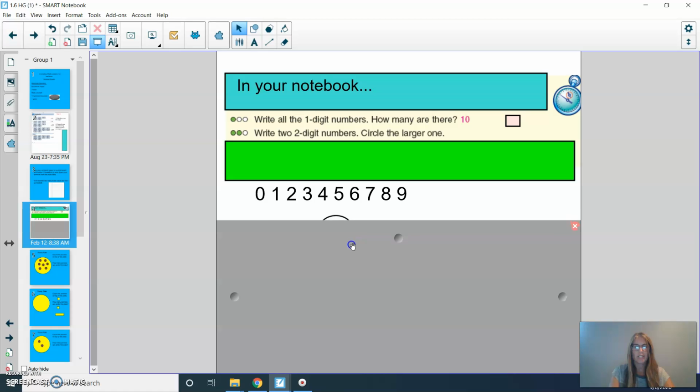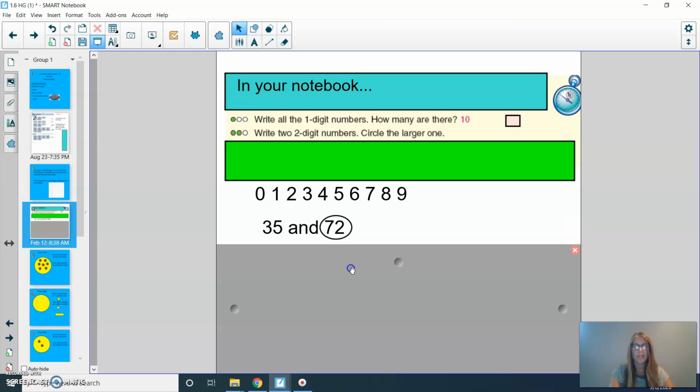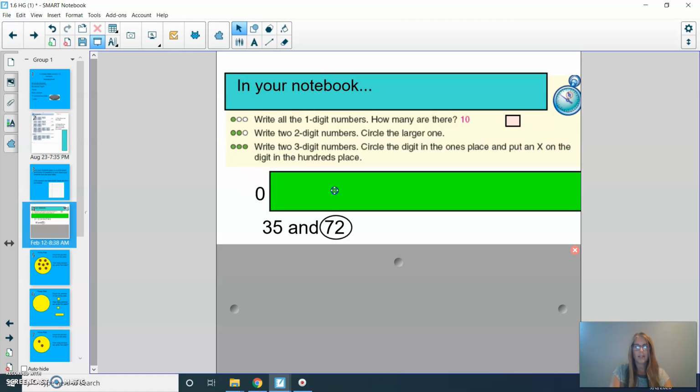Okay, second graders, so the two numbers that I wrote down were 35 and 72. You probably had completely different numbers than I did, and that's okay. Now I know that 72 is bigger than 35, so that's why I circled 72. If you want more practice with that, you can pause and you can practice writing more two-digit numbers and circling the larger one.